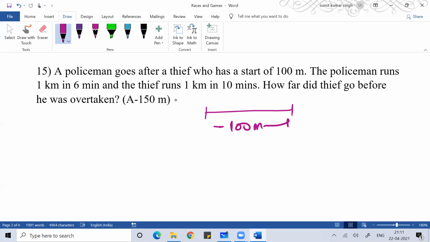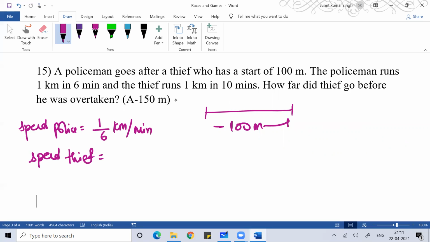So here the police goes after the thief with a start of 100 meters. The police can run 1 kilometer in 6 minutes and the thief can run 1 kilometer in 10 minutes. So the speed of police is 1/6 kilometer per minute and the speed of thief is 1/10 kilometer per minute.